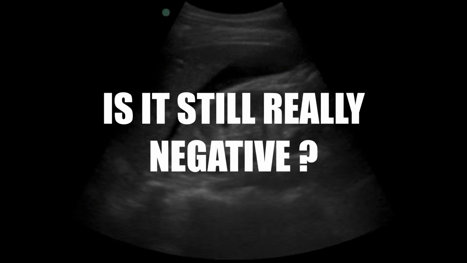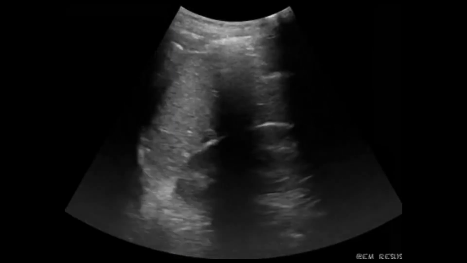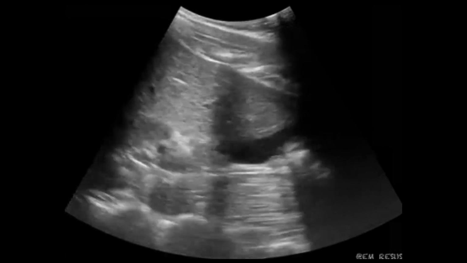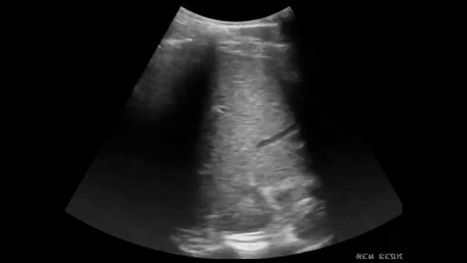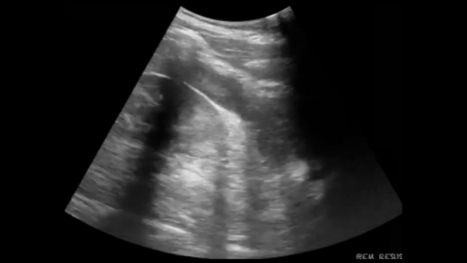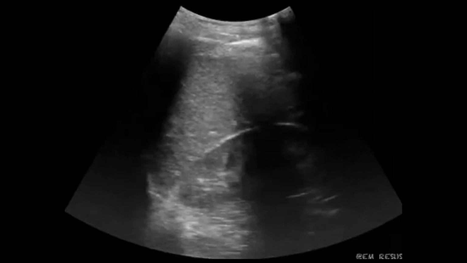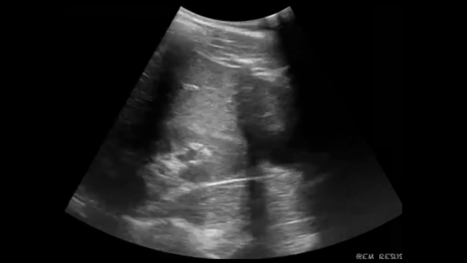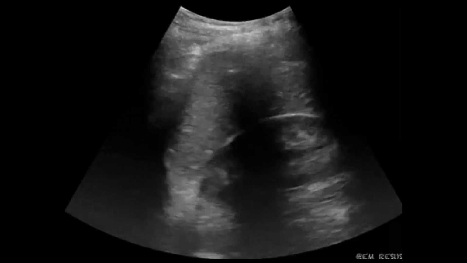If you are going to call a scan negative, however, you really need to make sure that it was truly negative. The reason I bring this up is the FAST scan has some notorious gotchas, especially the caudal tip of the liver that you can see here and the diaphragmatic surface of the spleen. In patients with high index of suspicion for significant injury, one must pay particular attention to these areas of the scan and interrogate them cautiously.